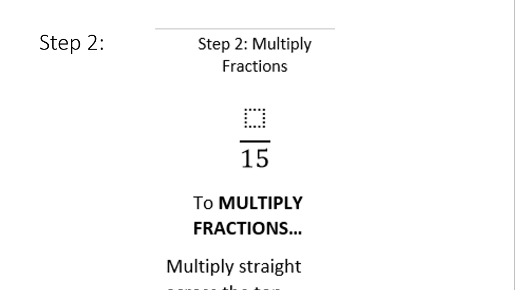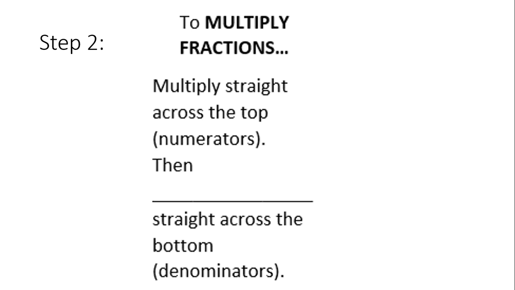Step number 2 is just the basic idea of what to do when you have fractions. Okay? So when we multiply fractions, we're going to multiply straight across the top, which we call the numerators. Then you're going to multiply straight across the bottom, which is the denominators. So in other words, you multiply the two top numbers and you multiply the two bottom numbers and write what you get.